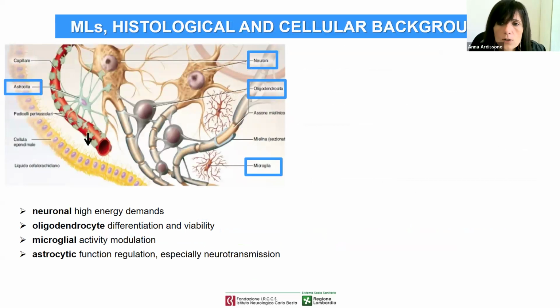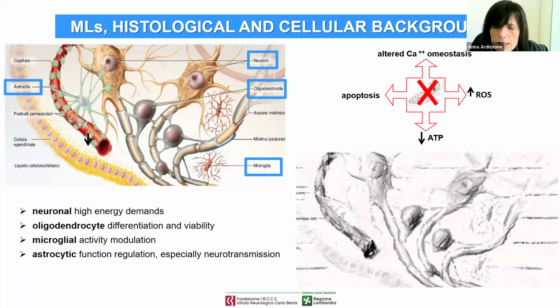And why does mitochondrial dysfunction lead to white matter damage? We know that mitochondrial function is crucial for all cell subtypes of white matter, not only for the high energy demands of neurons, but also for oligodendrocyte differentiation and viability, microglia activity modulation, and astrocytic function regulation, especially neurotransmission. And so the alteration of multiple mitochondrial functions in all these cell subtypes leads to tissue damage.